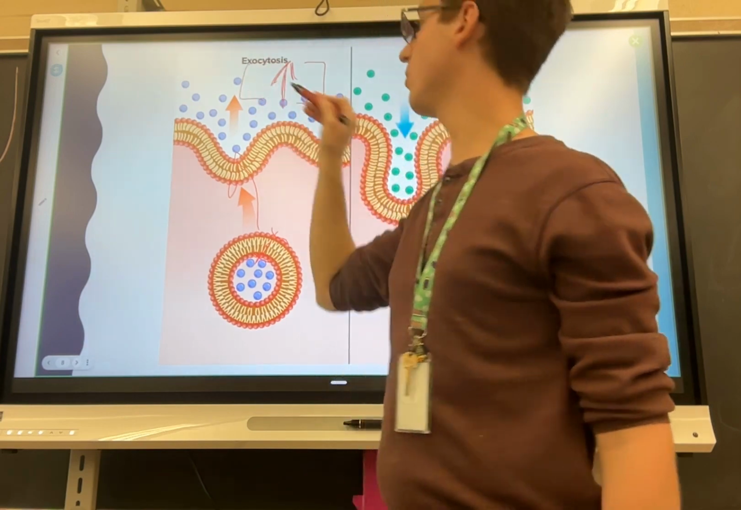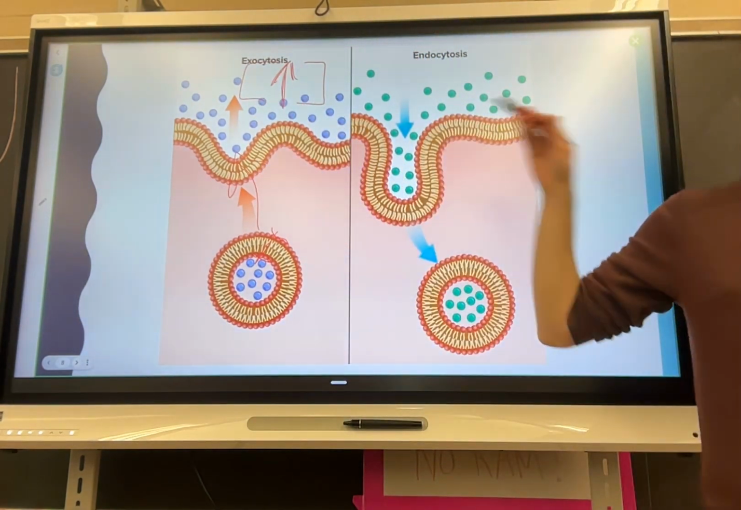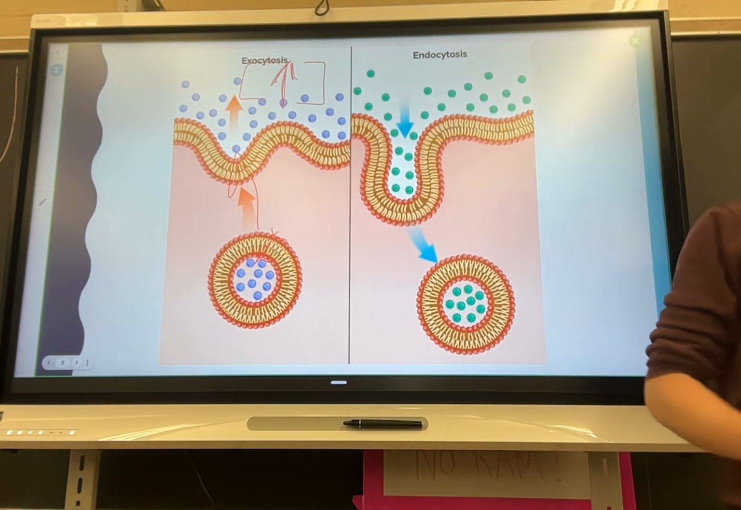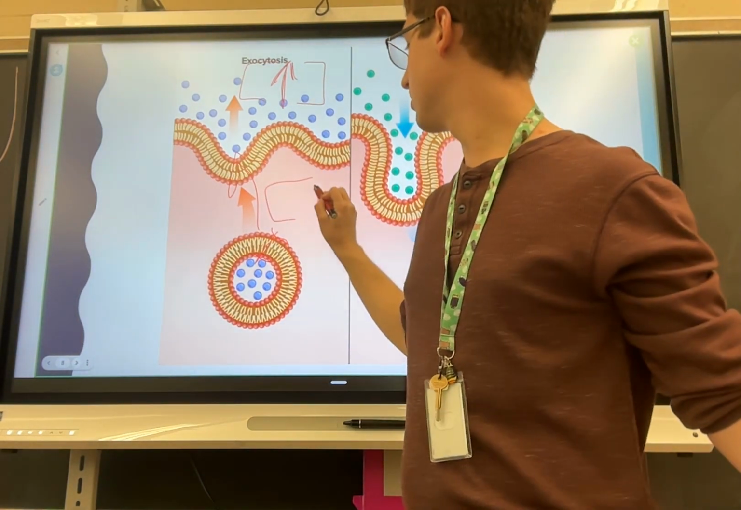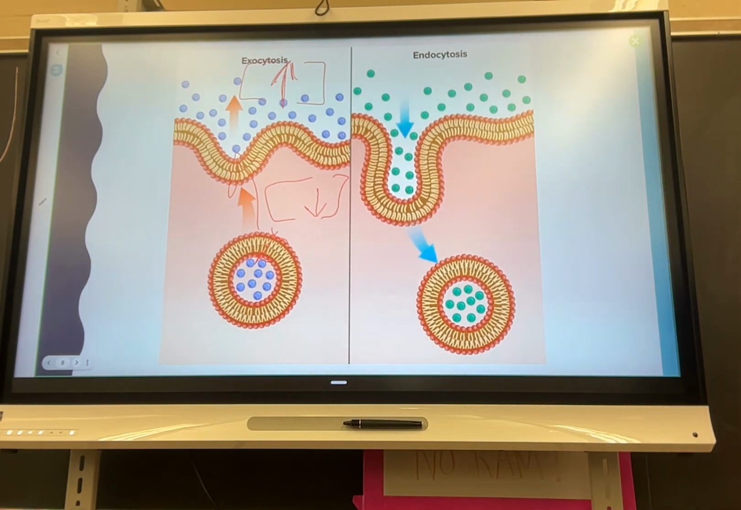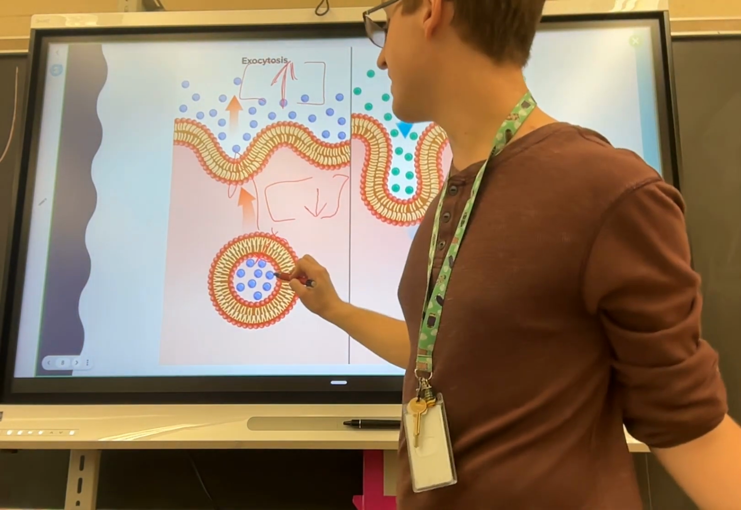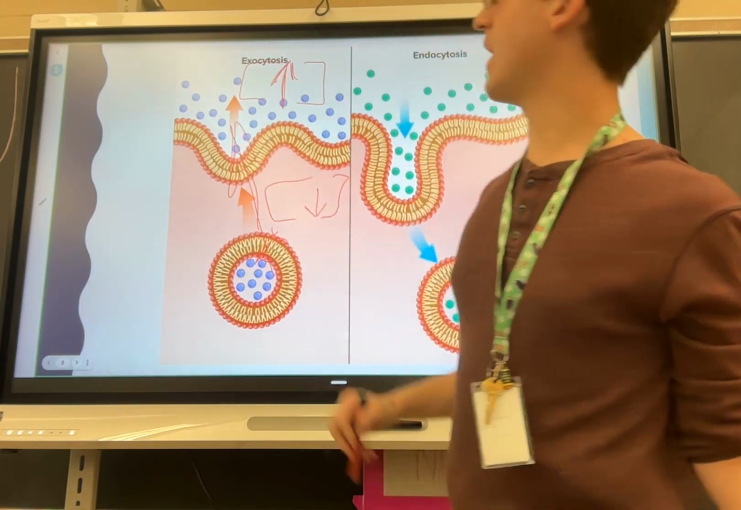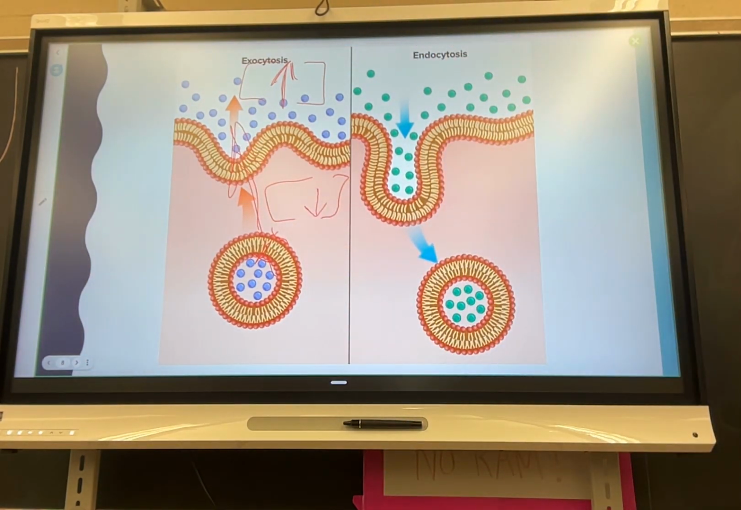So usually we denote concentration with brackets. Where is the low concentration? Inside the cell. So we are taking, again, through active transport, the particles are going from the inside of the cell to the area of low concentration.